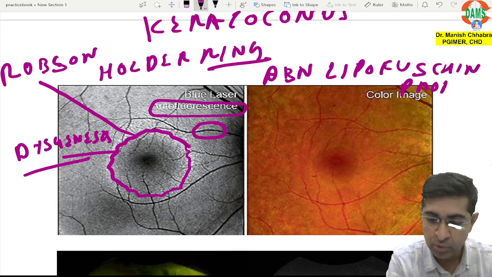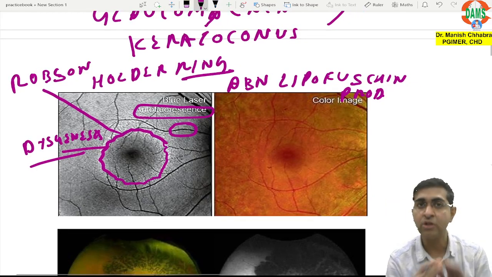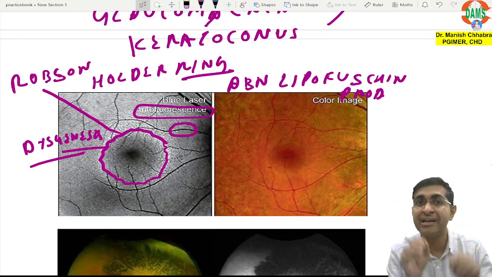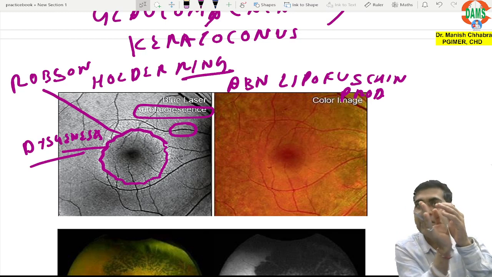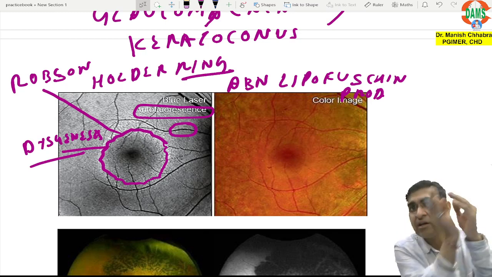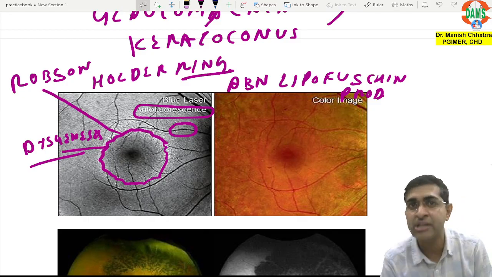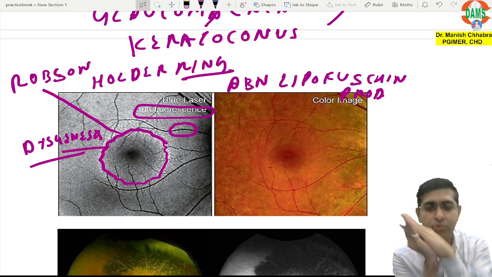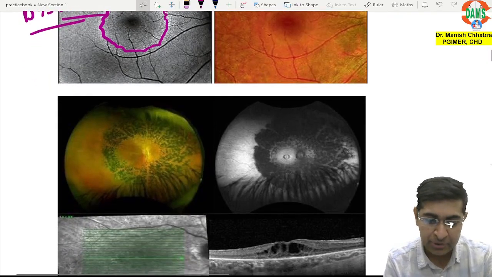Basically, this disease involves the photoreceptor layer of the retina. In retina, there are 10 layers, out of which the 9th layer from inside is photoreceptor, which is that of rods and cones, and outermost is retinal pigment epithelium.